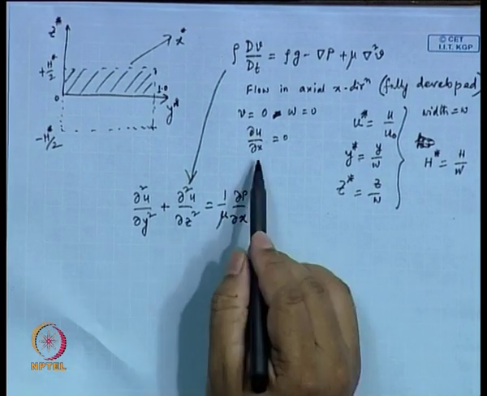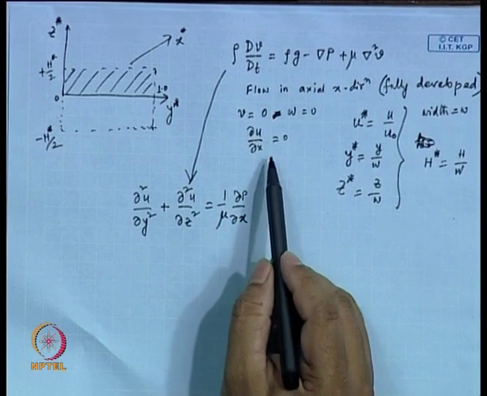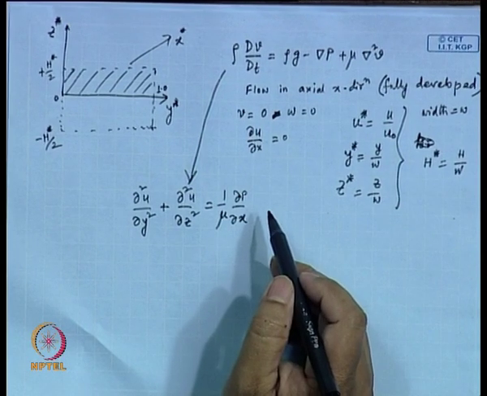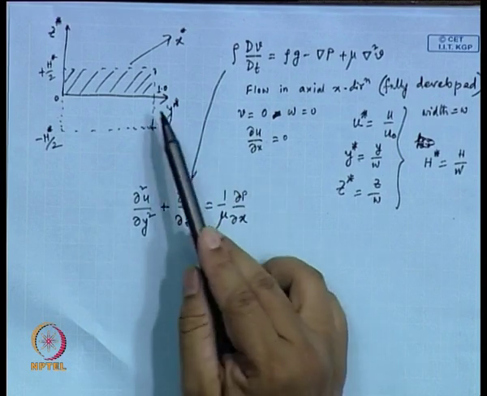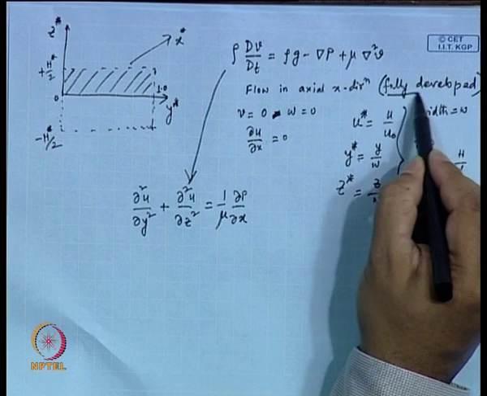We have del u del x equal to 0. What does this mean then? Del u del x is equal to 0. That means, u is not changing with x. So, we had flow in axial x direction fully developed.